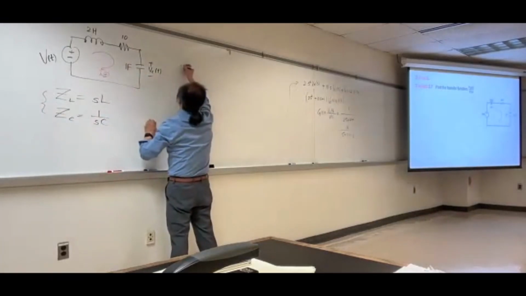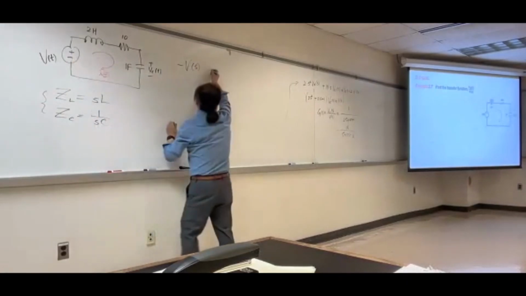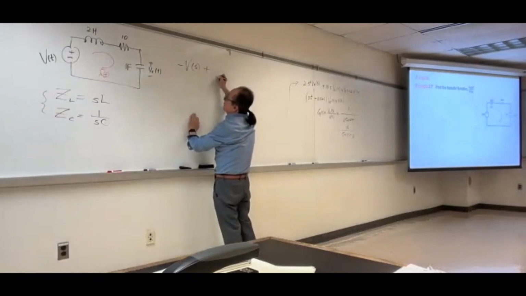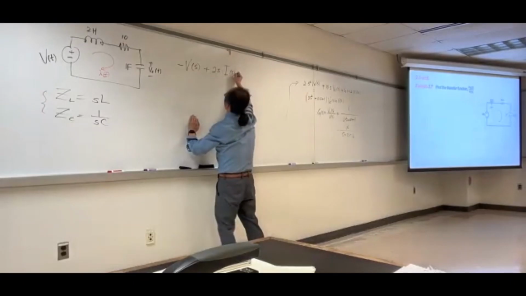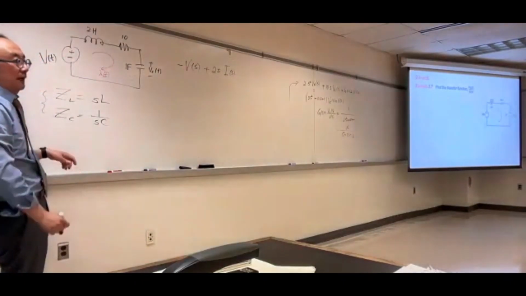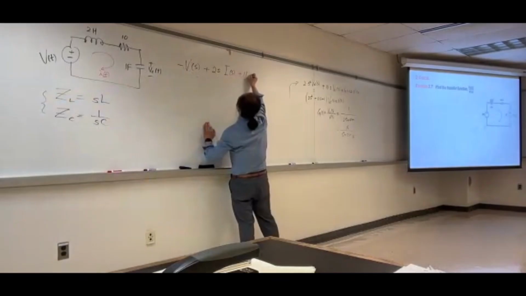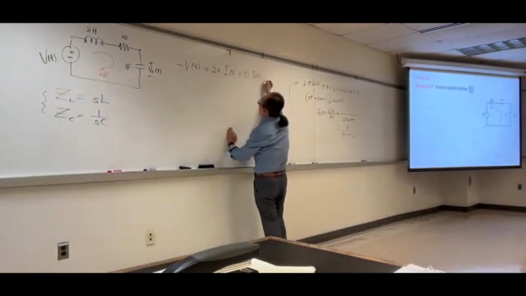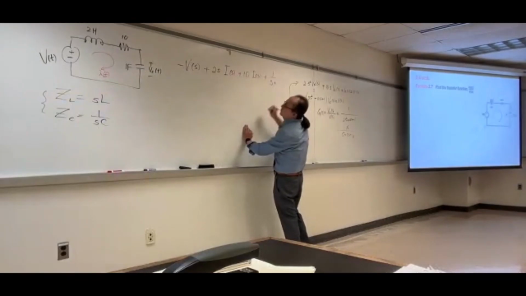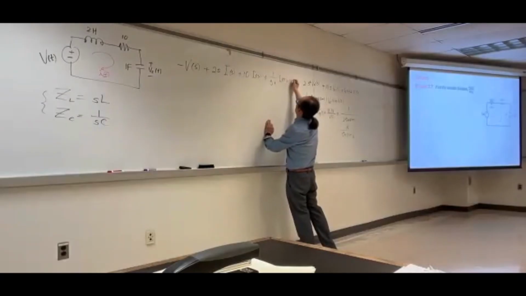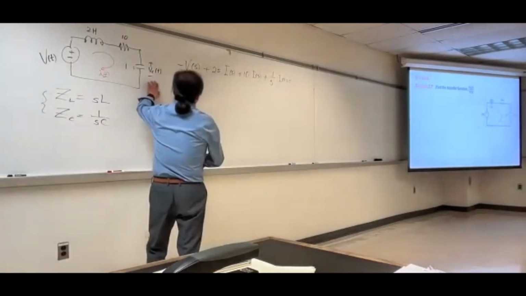Same thing: negative V(s), since we're getting into the negative terminal, so it's a negative, plus ZL, which is 2 times S times I(s). V equals IR, right? V equals I times Z. Then for the resistor, 10 times I(s), and for the capacitor, plus 1 over SC, which is 1, times I(s) equals 0. And we need to find Vc(s) over Vs.